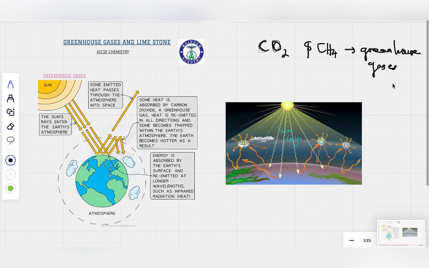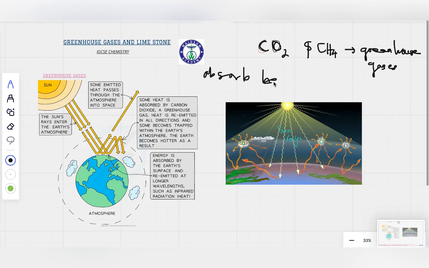Now let's take a look at what these gases are. Carbon dioxide and methane, they are both greenhouse gases, like we said, and that means that they absorb heat in the atmosphere. Why do we call them greenhouse gases? Because they absorb heat in the atmosphere. Okay, this is why they are greenhouse gases.